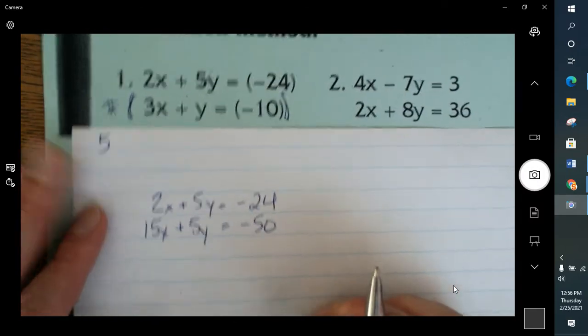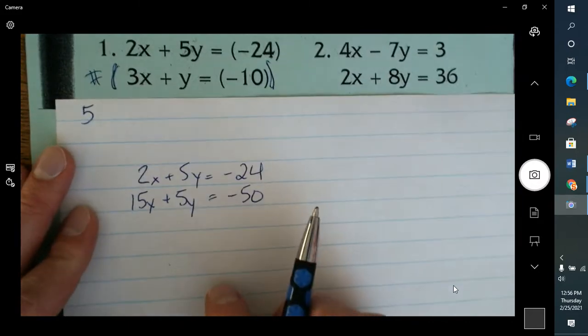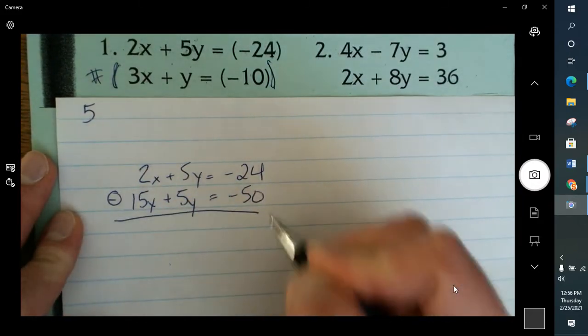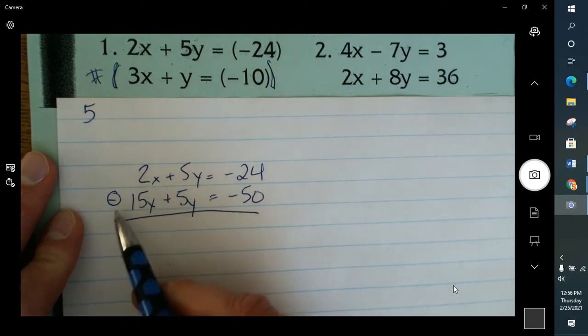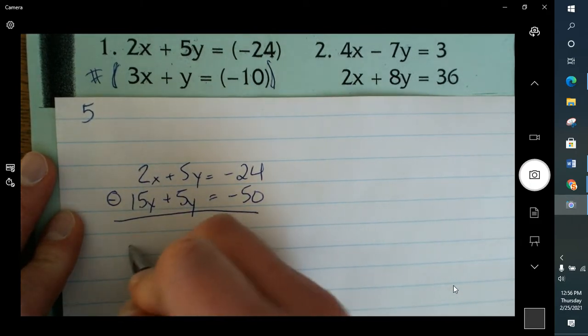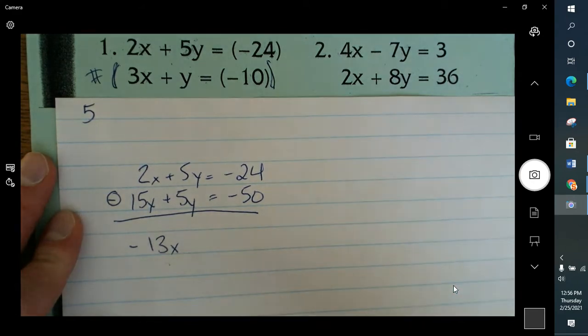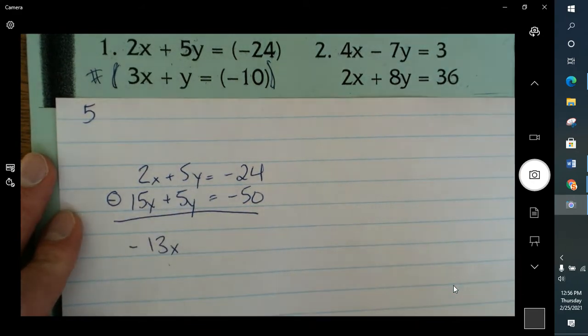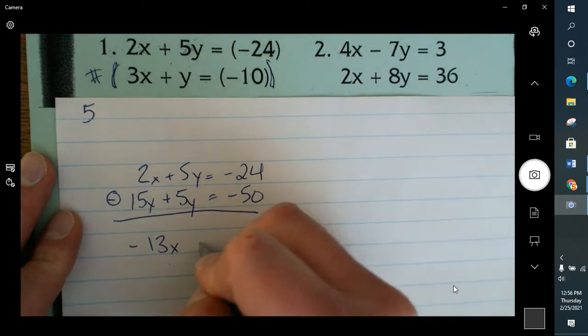And then what are we doing here to get these to eliminate, adding or subtracting? And hopefully we're thinking subtracting. 2 minus 15, negative 13. And the x tags along like a little brother. 5 minus 5, 0. Zero's out.